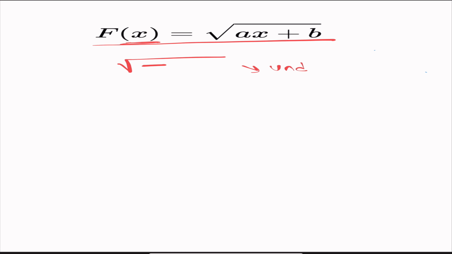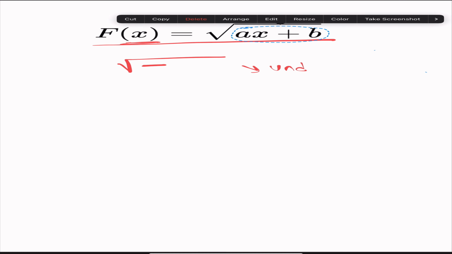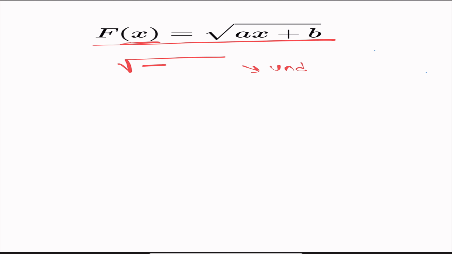So that means whatever we have inside has to be more than 0, or equal to 0, to be defined, right? For the domain, you can just write down ax plus b has to be more than or equal to 0. If you solve it, you get x is at least negative b over a, right? So that will be your domain, okay? Because it has to be more than or equal to 0.